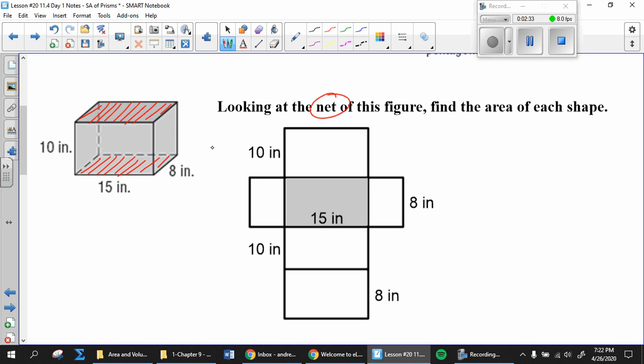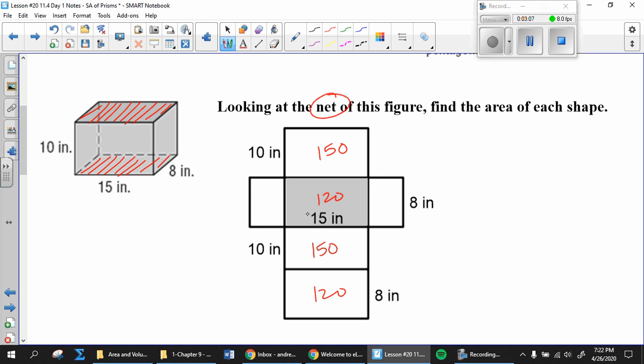So let's do that. So if I look at this rectangle, the way we find area of a rectangle, simply length times width. So 15 times 10 gives me 150. If I look at this base here, this gray one, this one's 15 by 8. So 15 times 8 gives me 120. This is all inches squared. Here I have 15 by 10, so that's going to be 150 again. Here I have 15 by 8, so that's going to be 120 again.